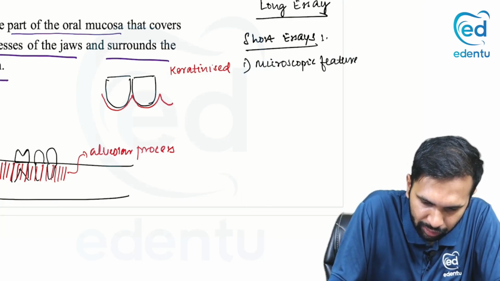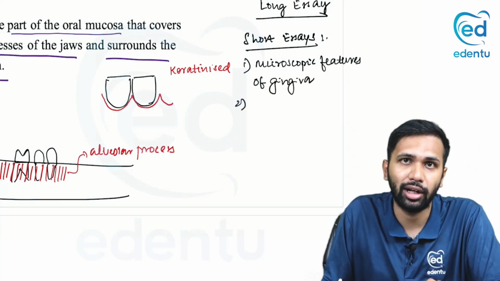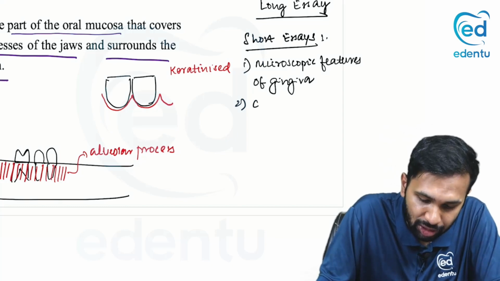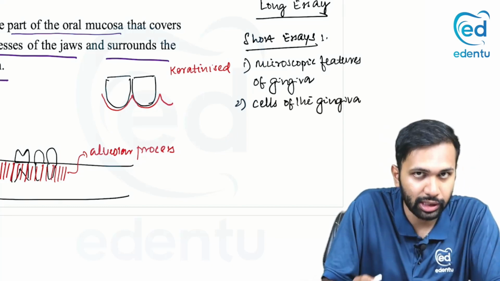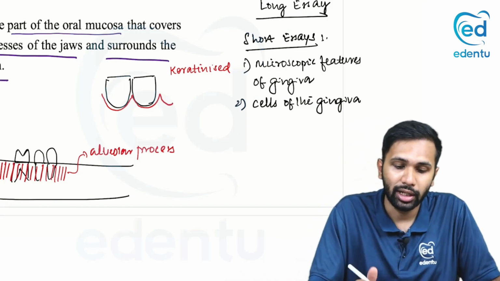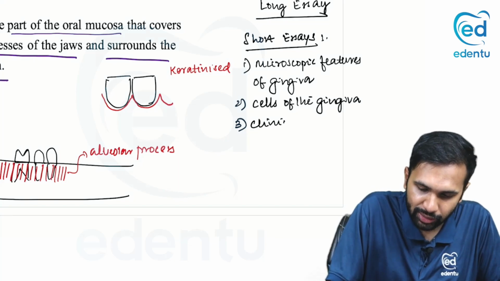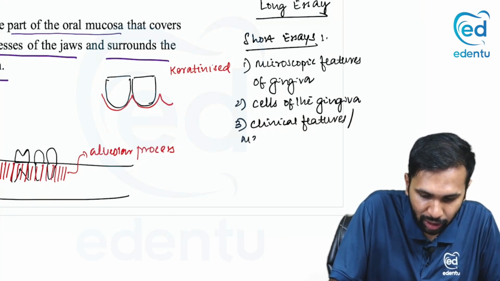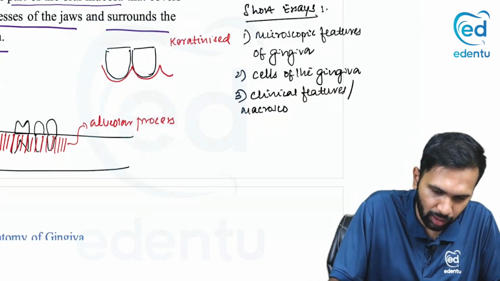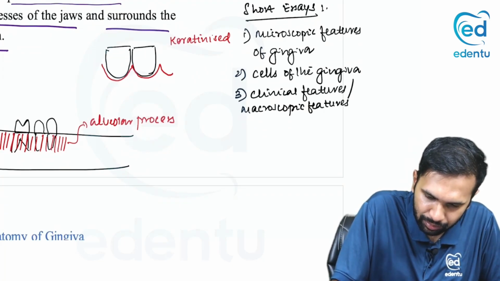Microscopic features of gingiva. Also, the next short essay that will come for your exam is the cells of the gingiva. For the cells of the gingiva, you have to write about both keratinocyte as well as non-keratinocyte. And lastly, they can also ask you about the clinical features, also referred to as macroscopic features of gingiva.